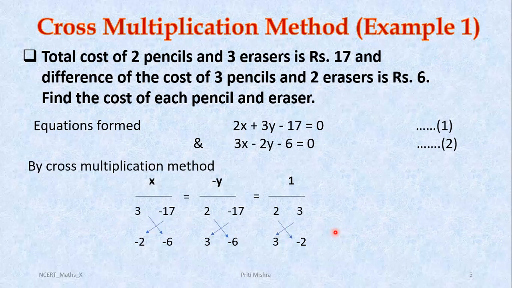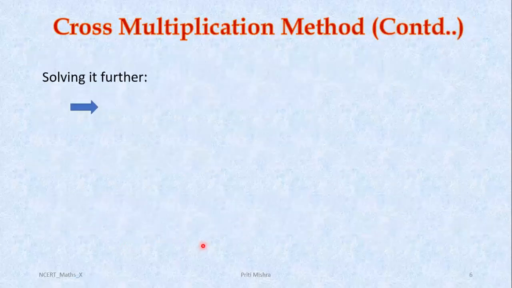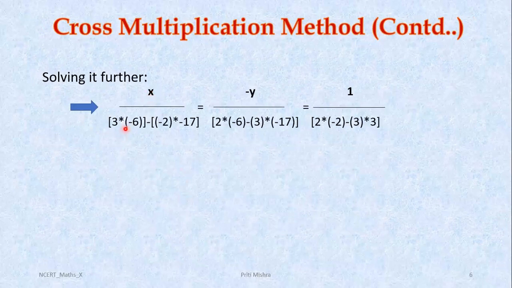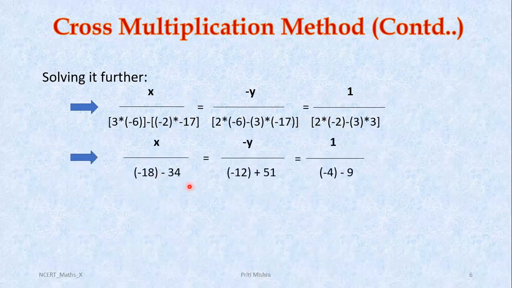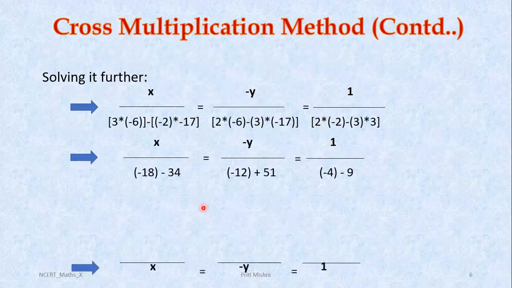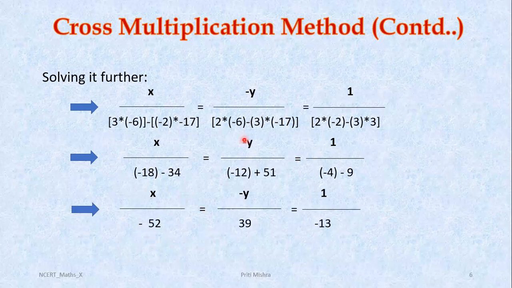Now, we will be having next step after cross multiplication of these terms. Here, we are having next step x upon 3 into minus 6 minus 2 into minus 17 and minus y upon 2 into minus 6 minus 3 into minus 17 and 1 upon 2 into minus 2 minus 3 into 3. So x upon minus 18 minus 34, minus y upon minus 12 plus 51, 1 upon minus 4 minus 9. So it will be x upon minus 52 and minus y upon 39 is equals to 1 upon minus 30. Now we are having these three ratios.